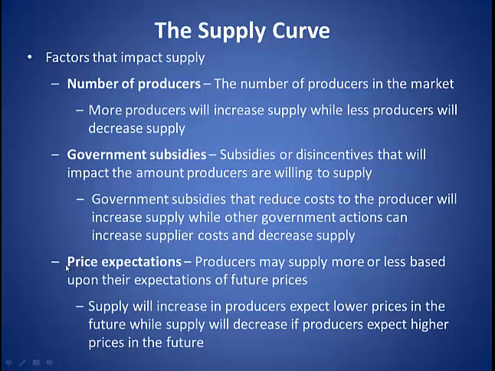Price expectations, and this is on the supplier side, not the consumer side. Producers may supply more or less based upon their expectations of future prices. Supply will increase if producers expect lower prices in the future, while supply will decrease if producers expect higher prices in the future. And again, that's a very logical assumption.